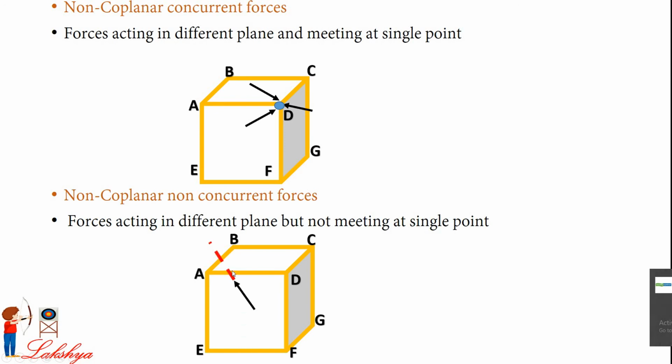Now you consider this force. This is the line of action of force. This force is acting in which plane? It is A, E, D, F plane. Now consider this force, and this is the line of action of force. Now this force is acting in which plane? A, B, C, D plane. Next, you consider this force, and this is the line of action of force. Now this force is acting in which plane? It is C, D, F, G plane, right?